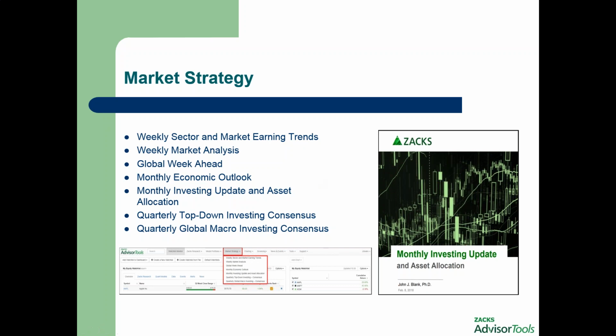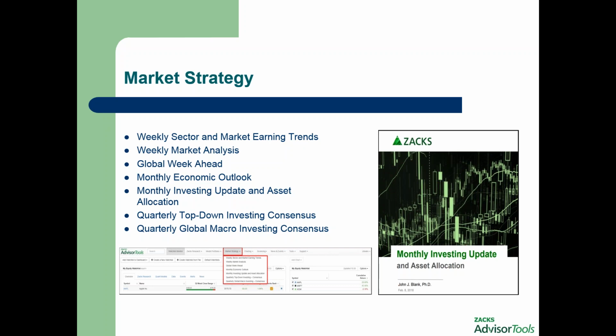And just for an example, this weekly sector and market earnings trend report is written by our Director of Research, Shiraz Mian, and here he offers earnings and estimate revisions, expectations, and analysis of the U.S. sectors. One that a lot of our clients and a lot of our users do tend to use is the monthly investing update and asset allocation report.